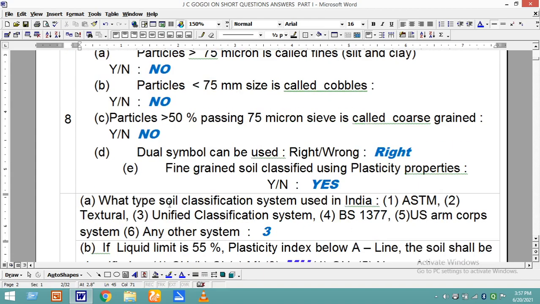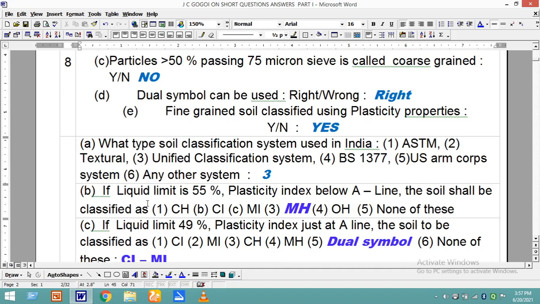What type of soil classification system is used in India? The given answers are ASTM, textural, unified classification system, BS classification system, US Army Corps system, any other system. Answer is 3. Unified classification system.